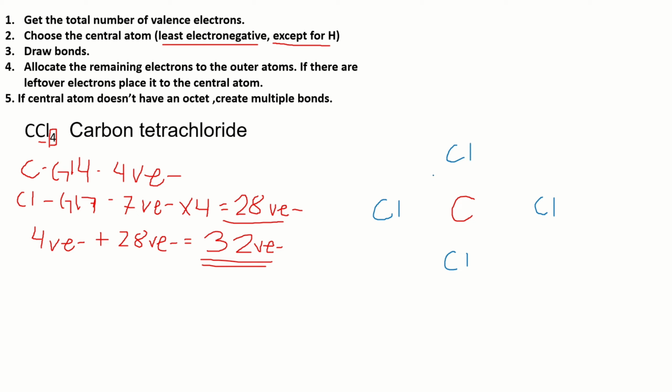Okay. Third step, we're going to draw bonds. So let's draw a single bond. The single bond is equivalent to 2 electrons. This is the representation of sharing of electrons. If you have your double bond, therefore it has 4 electrons. And triple bond with 6 electrons.